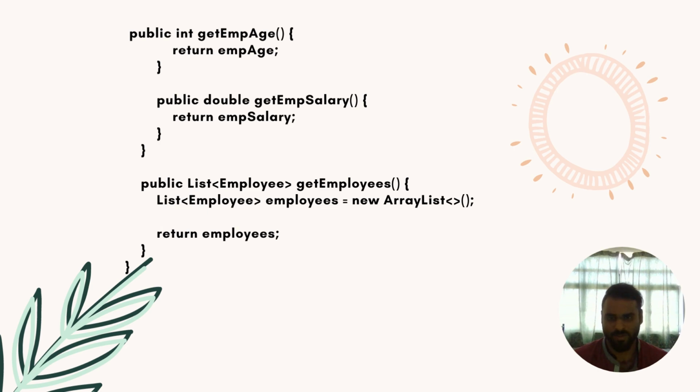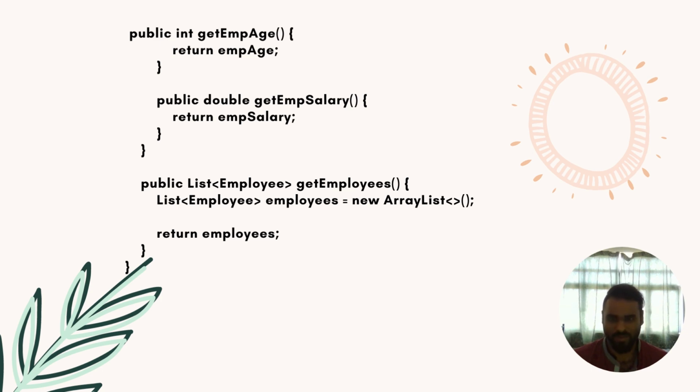In this part of the code, the first 2 parts are the getter methods to retrieve the values of the respective fields. Next is the getEmployees method. The getEmployees method is declared within the EmployeeDetails class. It returns a list of Employee objects. Inside the method, an empty ArrayList of Employee objects named employees is created. Finally, the method returns the employees list.